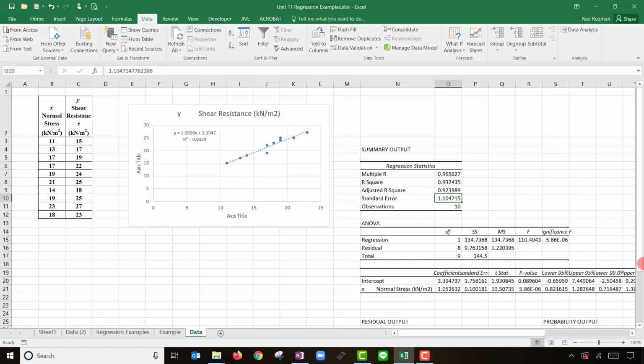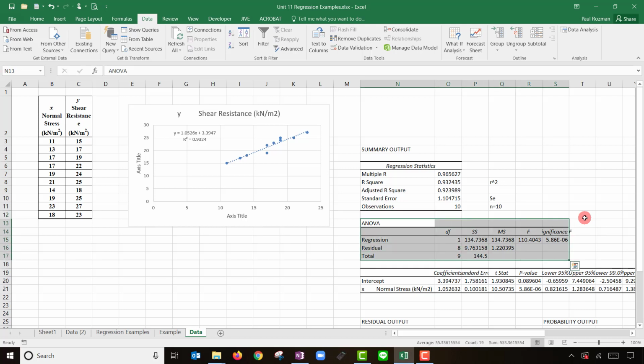You can see that our standard error, remember we calculated SE, that's right here. So we have R squared there. Adjusted R squared is for multiple data sets. We have our N. So Excel gives that nice summary. Excel also gives an ANOVA analysis.